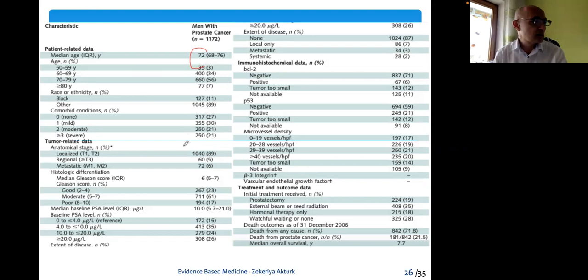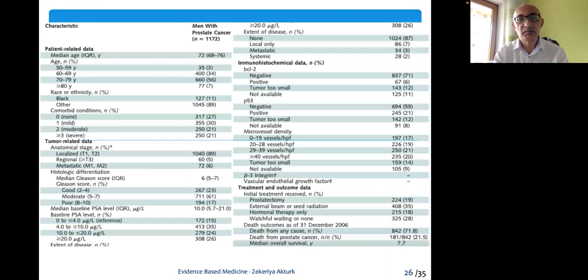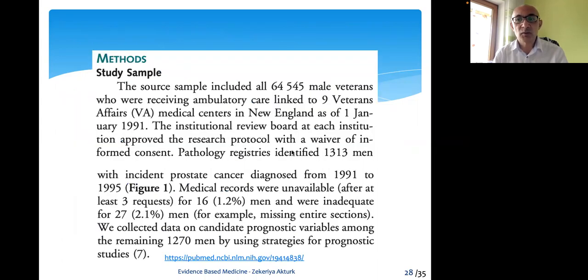What else? Most were moderately differentiated cancers. So this table should give us some information about the homogeneity of my participants. Then follow-up and outcome criteria. For this purpose, I need to read in more depth the methods section.